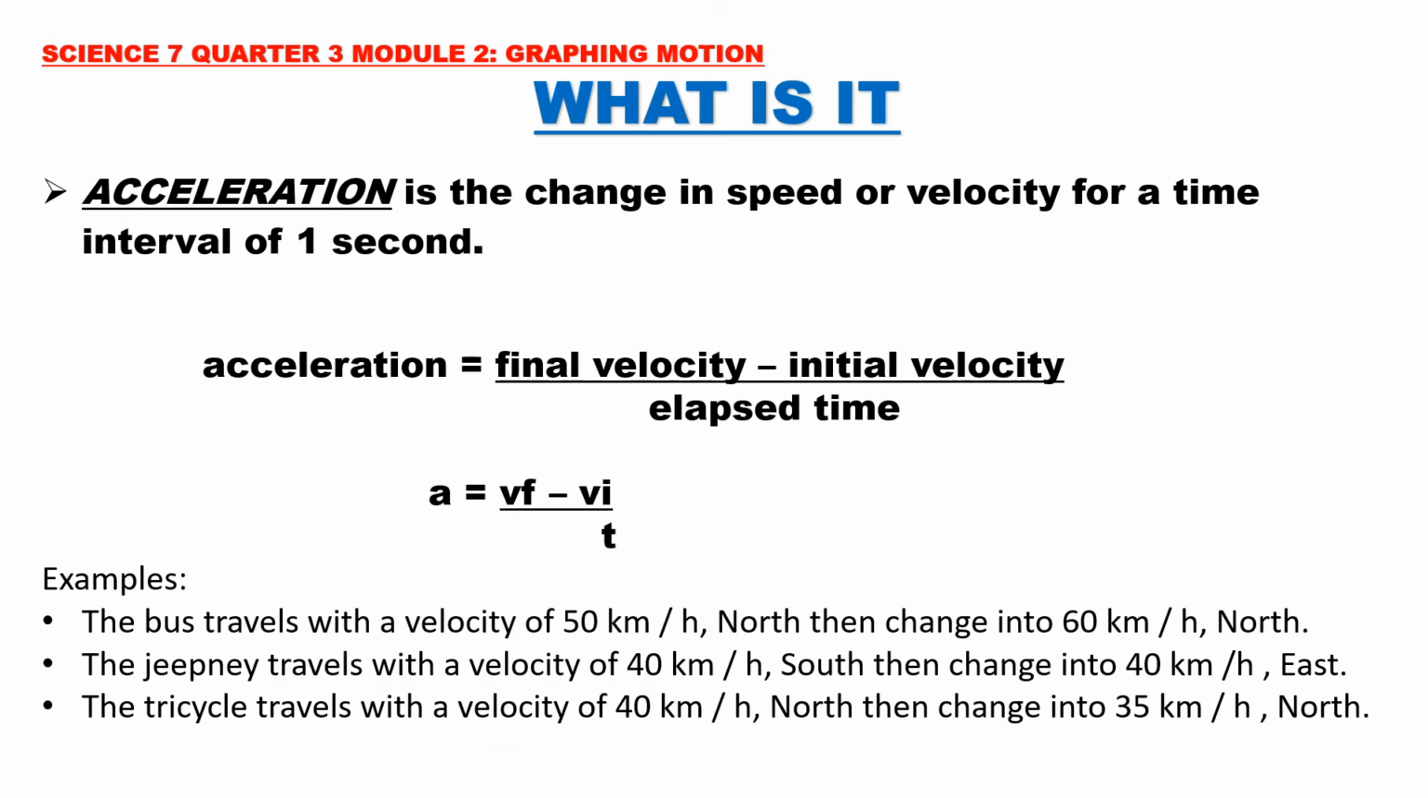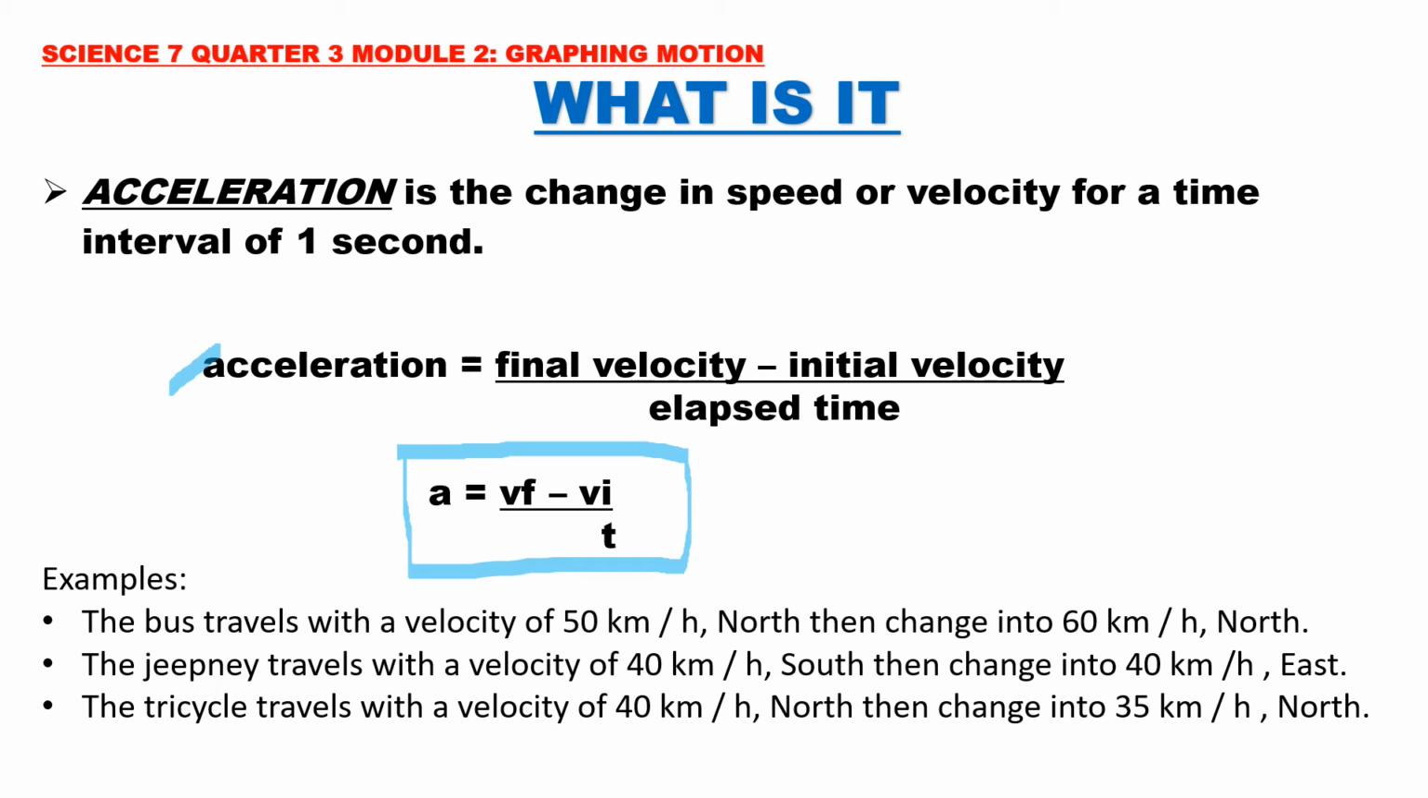So, acceleration can be computed using the formula: acceleration equals final velocity minus initial velocity divided by elapsed time. In symbols, acceleration is a small letter a, final velocity is vf, initial velocity is vi, and elapsed time is t. So, ito mga examples natin for acceleration.